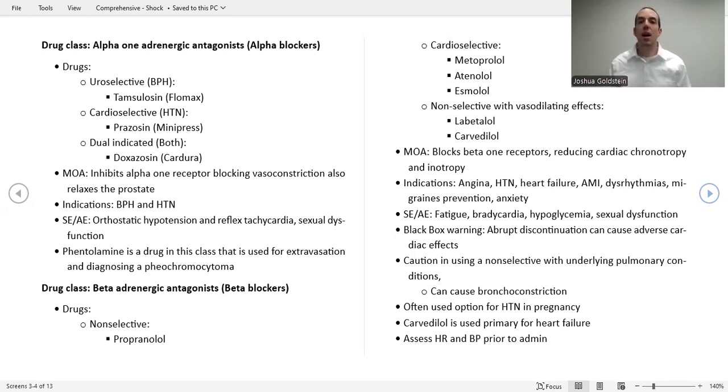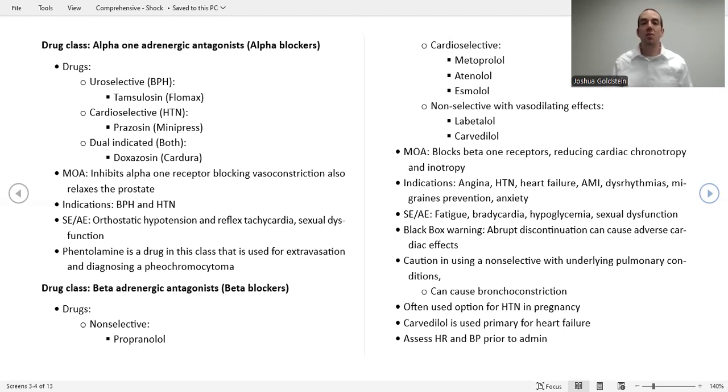The side effects most commonly are going to be fatigue, bradycardia, low blood sugar. That's a common test question. As well as also these can cause sexual dysfunction. These do have a black box warning that they should not be suddenly stopped. They must be tapered down. Why? Because the heart gets used to only beating, let's say 60 or 70 times a minute because of this beta blocker. If all of a sudden I take it away and the heart rate shoots up to 80 or 90, that's a lot of extra work that the heart wasn't ready to take on. So that can cause adverse cardiac effects.